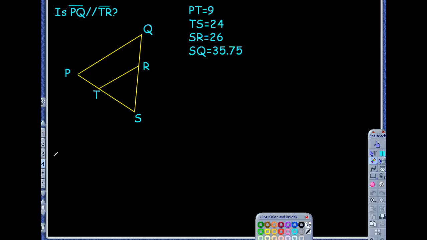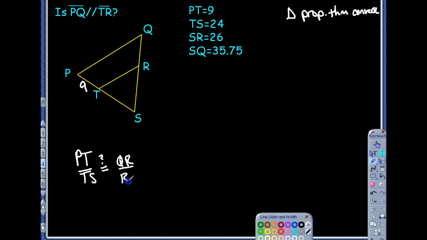So now we're kind of trying to think about what? The converse, essentially. Yeah. So the triangle proportionality theorem converse. And when you're doing the converse, you have to first know that those sides are divided proportionally. So in other words, I'm looking at the triangle and I'm thinking like PT to TS. Is that equal to QR to RS? If it is, then we can say those are parallel.